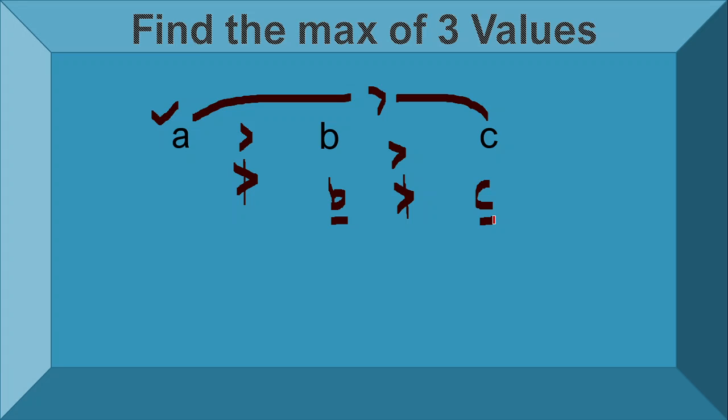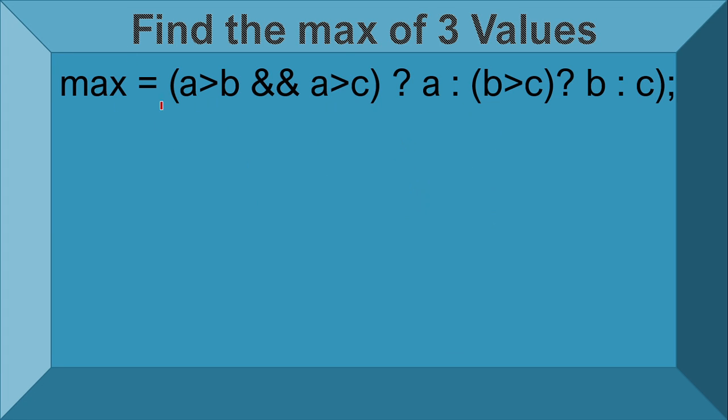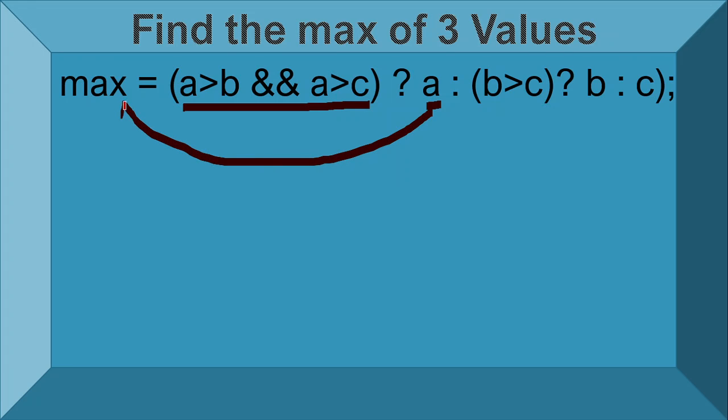It's very simple. Let me try to explain this using some examples or some small snippet. Watch this. A greater than B and A greater than C. Whenever these two conditions are true, what is the meaning of it? A is greater than B and C. Then A is max. At that moment, A will be returned.